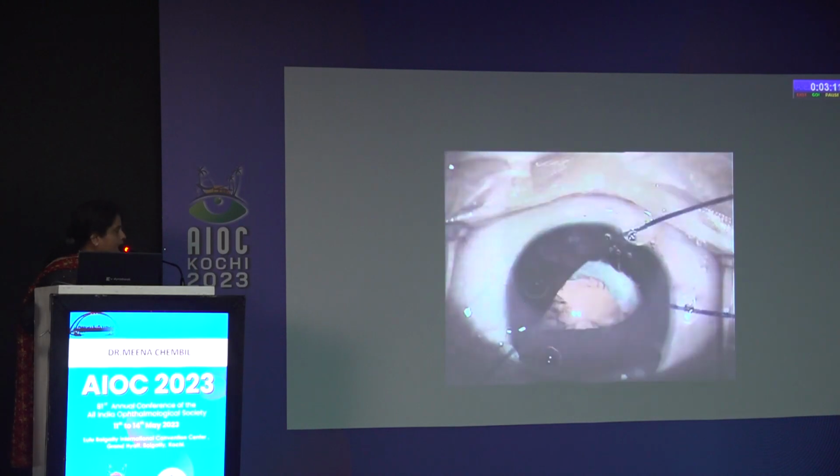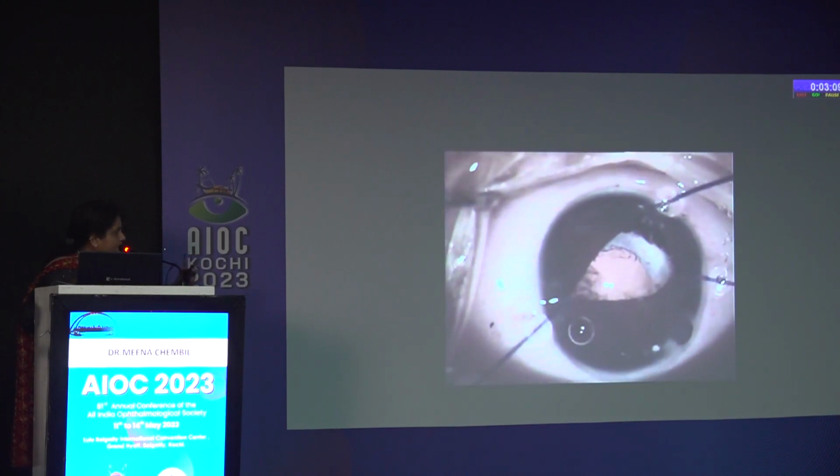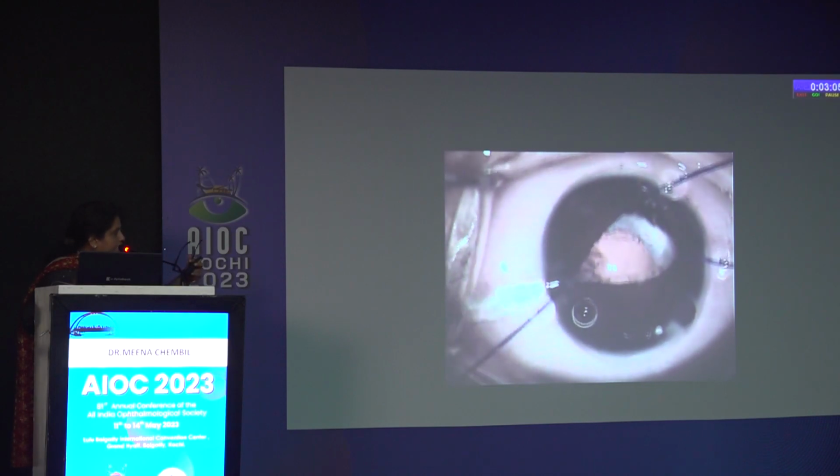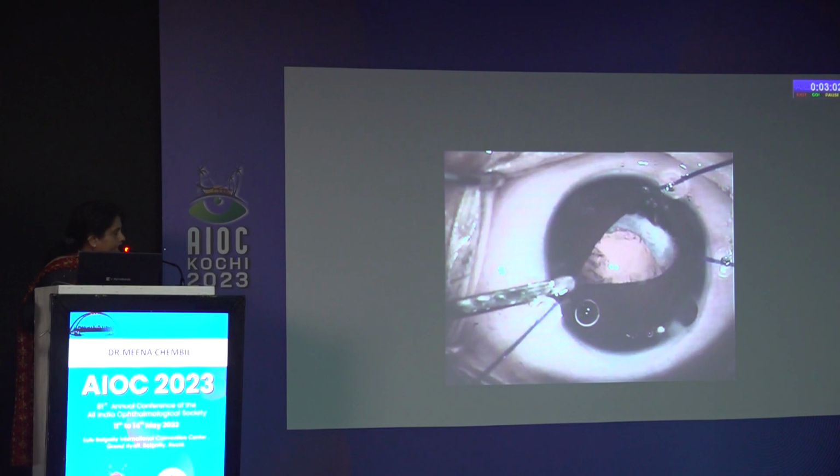So here a clear visual axis is there, but you can see it's such a thick posterior capsular opacity, and you can see the drawn ciliary processes also in the periphery.